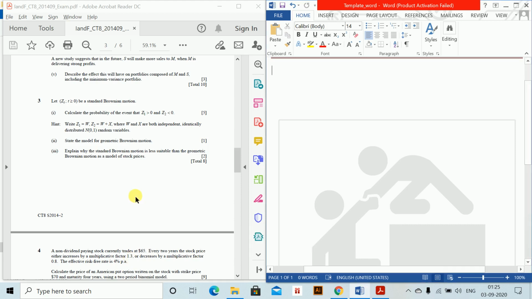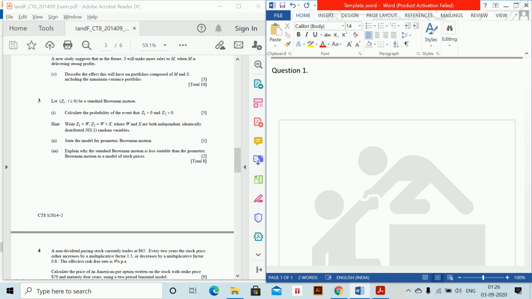Brownian motion. Let Zt be a standard Brownian motion. Calculate the probability of the event that Z1 is greater than 0 and Z2 is less than 0. A hint is given to you. Then state the model for geometric Brownian motion and explain why the standard Brownian motion is less suitable than the geometric Brownian motion as a model for the stock price. So question 1.